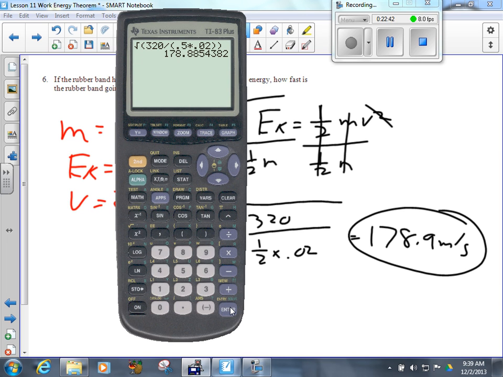Seems to work out for me. Are you bracketing properly? Okay. Because if you don't enclose the bottom in brackets, it does it out of order. Well, it does it in the right order, but not the order you want. Okay, because I don't want it to divide 320 by 0.5 and then multiply by 0.02. I want it to divide by 1/2 of 0.02. Okay, and it makes a difference.